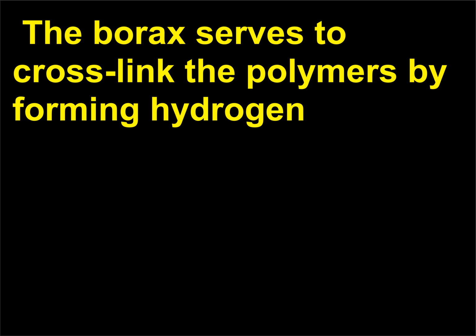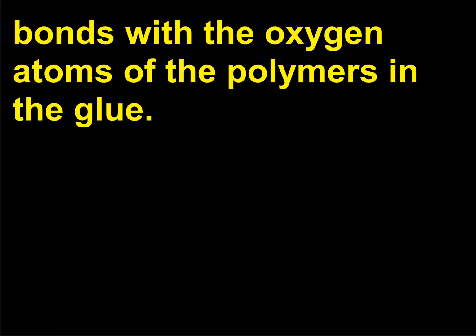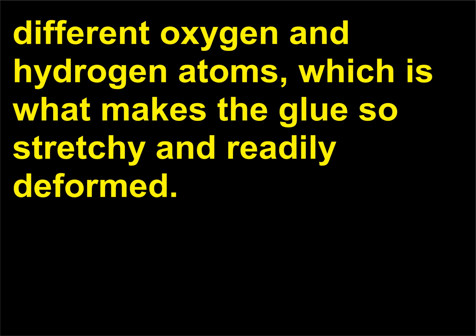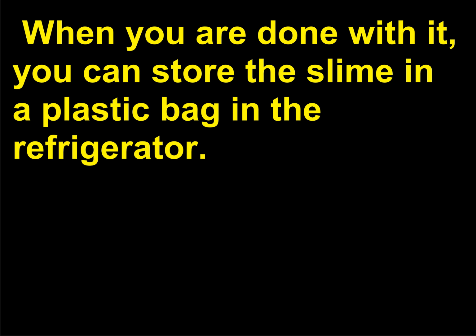The borax serves to cross-link the polymers by forming hydrogen bonds with the oxygen atoms of the polymers in the glue. These interactions can readily rearrange to form new hydrogen bond donor-acceptor pairs with different oxygen and hydrogen atoms, which is what makes the glue so stretchy and readily deformed. When you are done with it, you can store the slime in a plastic bag in the refrigerator.